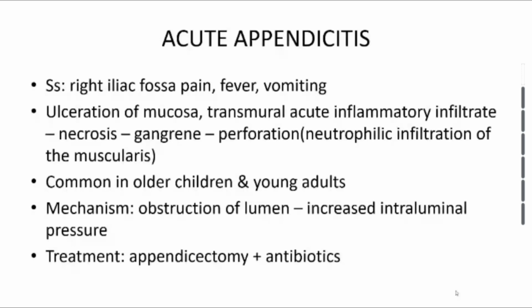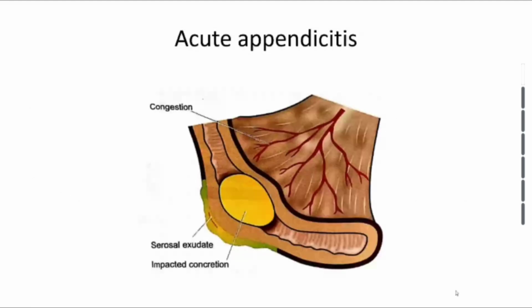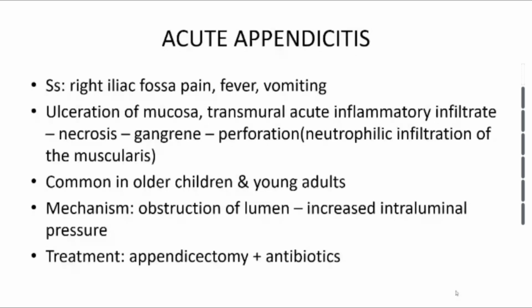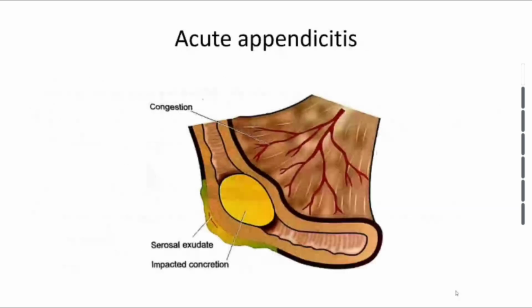And of course, the treatment will be appendicectomy, where you go and remove the appendix completely, or you can also give antibiotics. Sometimes in acute appendicitis, it can even be dealt with using antibiotics. And that is a picture of acute appendicitis, a diagram rather. So you can see there is an impacted concretion. That could be a fecalith, as in a very hardened stool that entered there and stayed there and became like a stone, and it can block it.